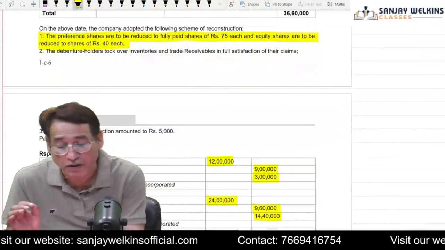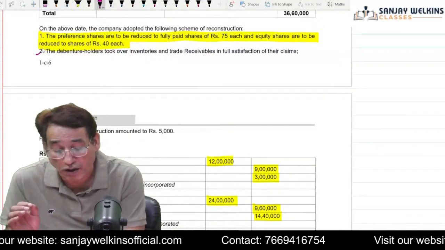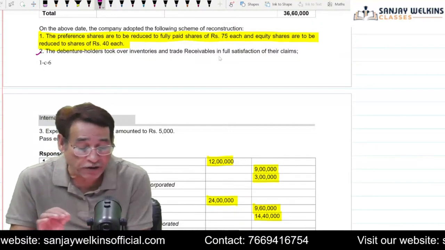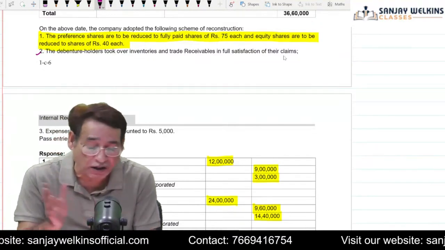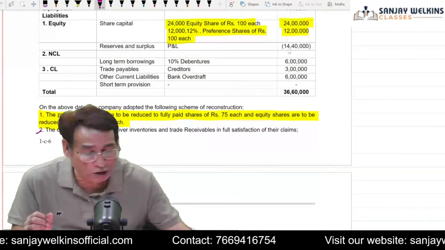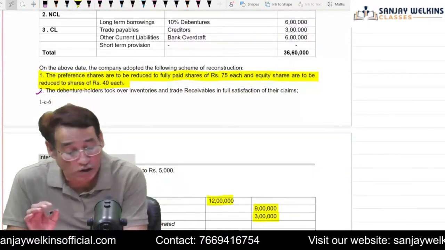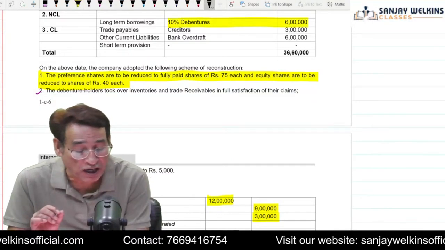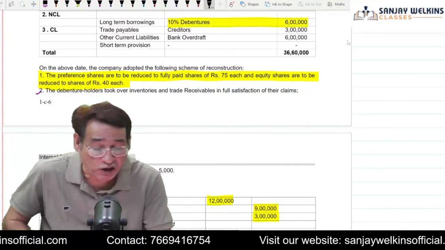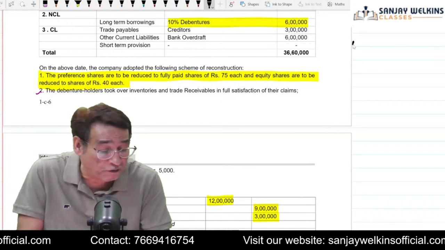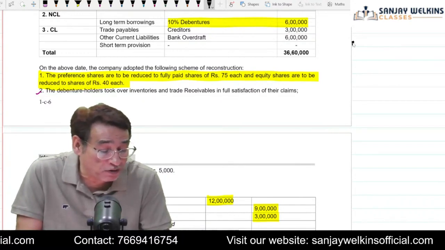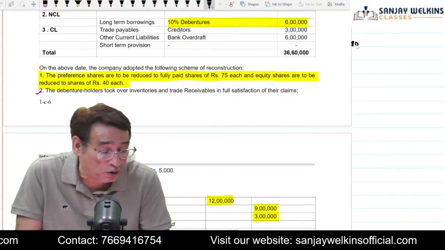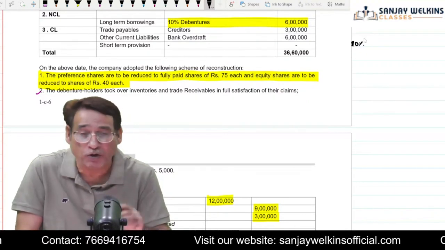But the basic purpose is to acquaint you with this one. Debenture holders took over inventories and trade receivables in full satisfaction of their claim. Although you can manage this particular entry also by yourself, I know very well. 10% debenture account. Actually, I simply want to be absolutely sure that you all, whether you have subscribed to our courses or not, have knowledge with respect to every transaction.